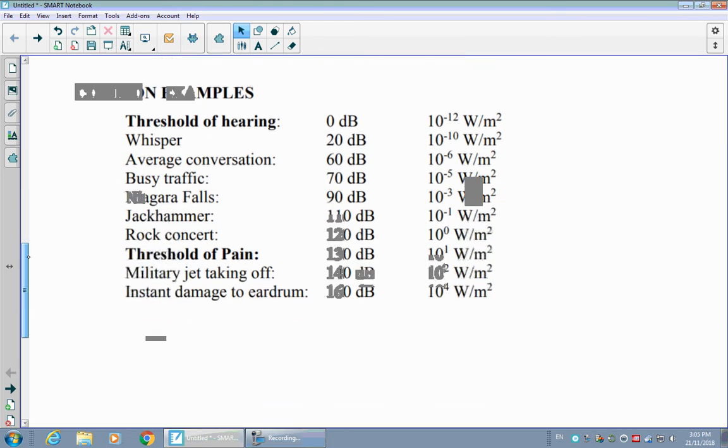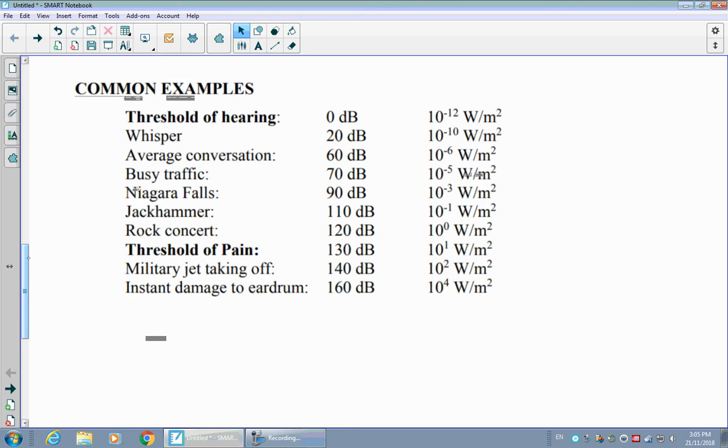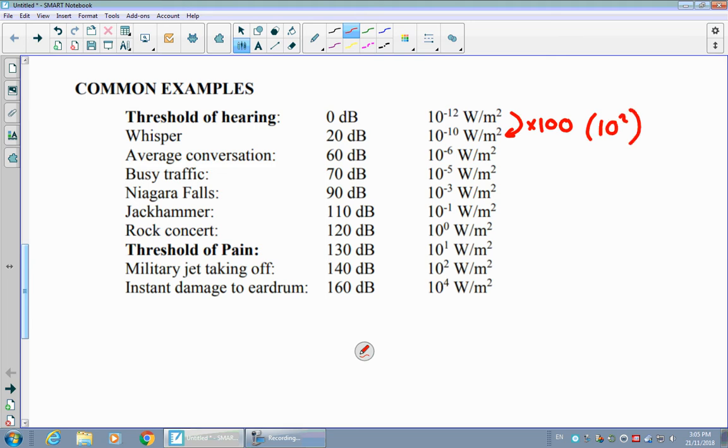So here are some examples of things that we might see in our everyday lives. Again, the threshold of hearing, the quietest sound we can hear, we call 0 decibels, and that's 10 to the minus 12 watts per meter squared. A whisper might be something like 20 decibels, which you'll see if we compare the values in watts per meter squared, we have to multiply by 100, or in other words, 10 to the power of 2, in order to get from 10 to the minus 12 to 10 to the minus 10. And so in going from the threshold of hearing to a whisper, we've got a sound that's actually 100 times more intense, which means that it's increased on the decibel scale by 20 decibels, or 2 bells.